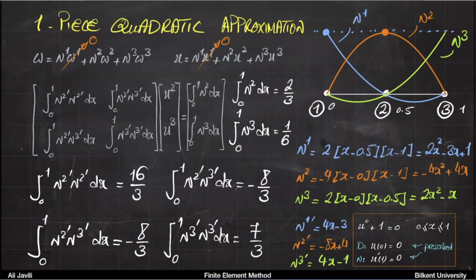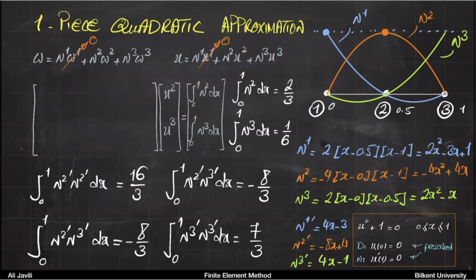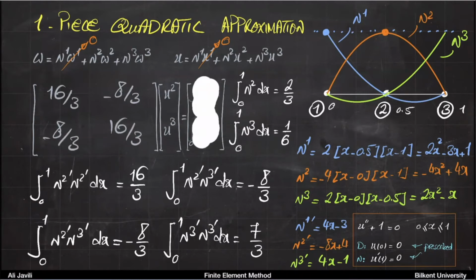So now you have all these values. What we want to do next is to insert them into this system and see what we get. So I'm going to just remove these values from the matrix. I just called it stiffness for some reason that maybe you can guess. So this is 16 over 3, minus 8 over 3, minus 8 over 3, and 16 over 3. And then in the second integral here, you would have 2 over 3, 1 over 6.